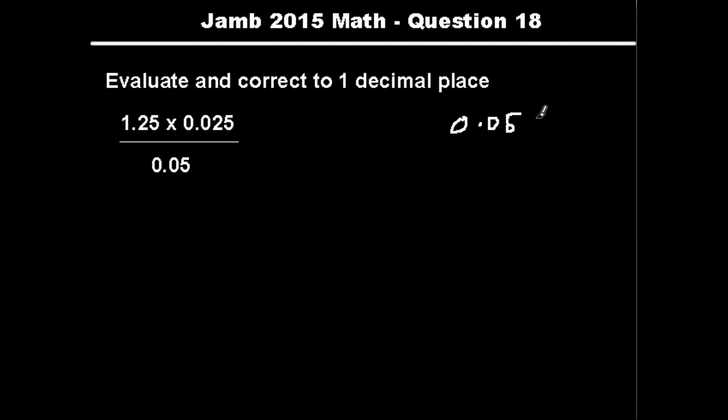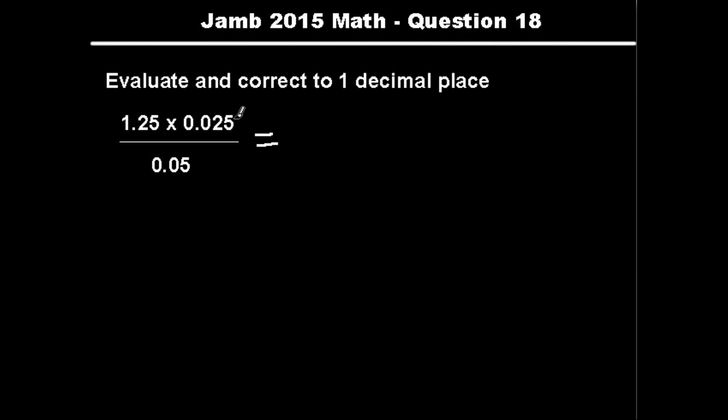0.05 can be written as 5 divided by 100. Or you could write it as 50 divided by 1000, and so on. So with that knowledge in mind, let's try to write this equation in a manner that makes it easier for us to understand. We could write this whole expression as follows.